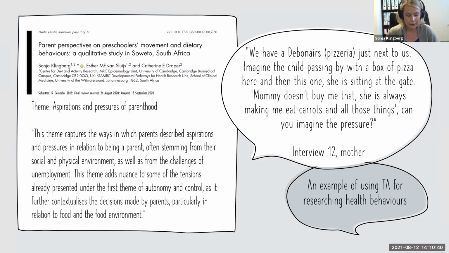And it's exemplified by this quote from one of the mothers that I interviewed in this study, who said, "We have a debonair's just next to us. Imagine the child passing by with a box of pizza here, and then this one, her daughter, she's sitting at the gate. Mommy doesn't buy me that. She's always making me eat carrots and all those things. Can you imagine the pressure?"